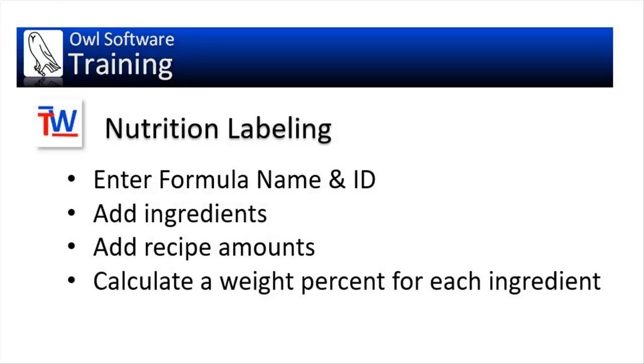To create a nutrition facts label, we need to have a recipe first. This means a list of ingredients and a weight % for each ingredient. In this exercise, we will learn how to build a formula or recipe.